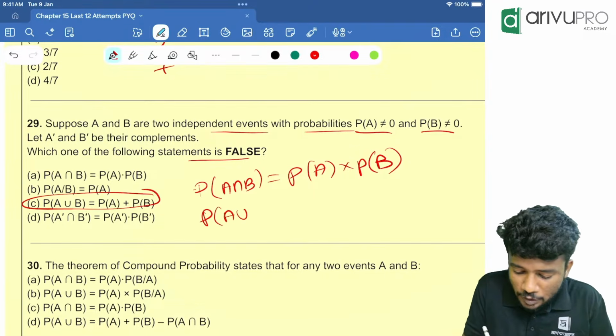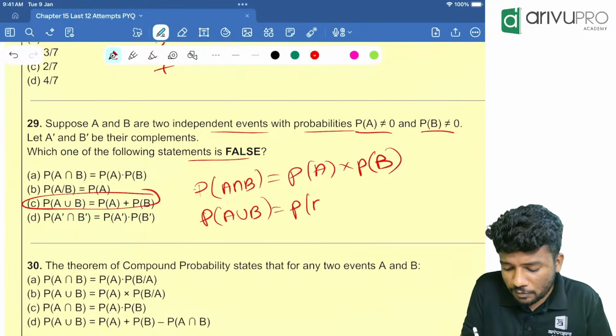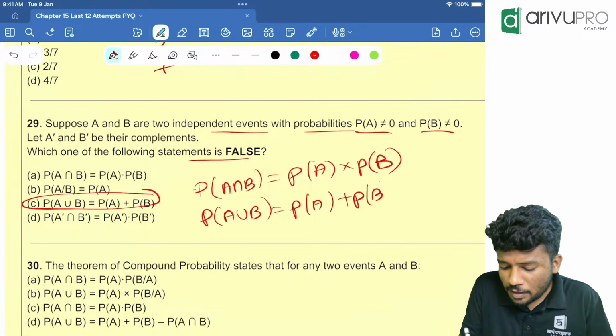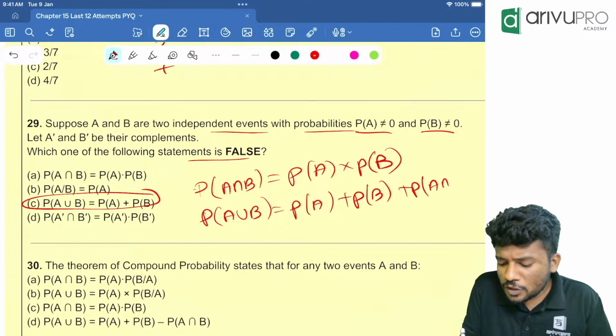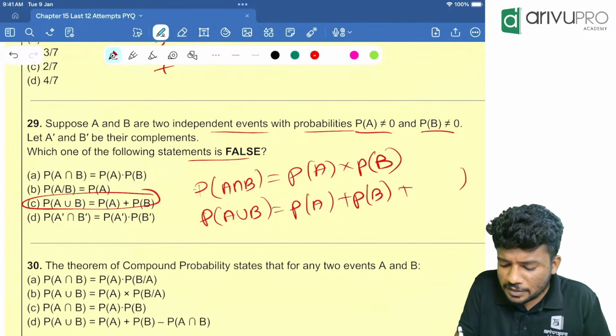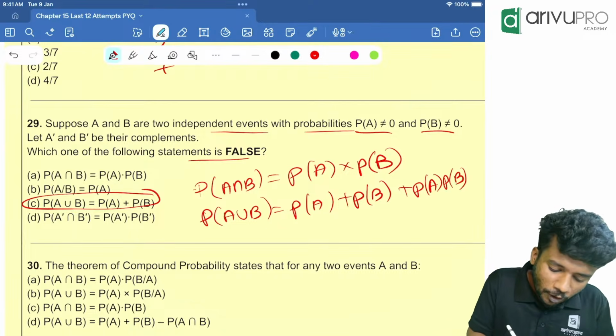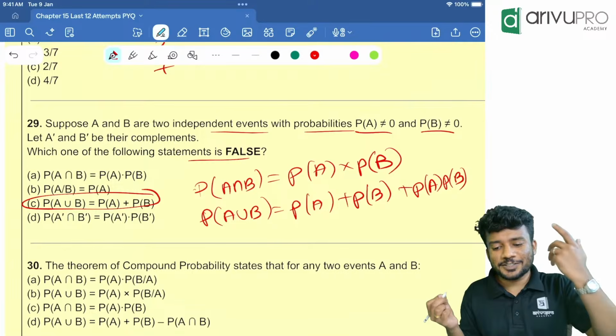P of A union B should be what? P of A plus P of B plus P of A intersection B. Correct? But instead of A intersection B, you should write P of A into P of B. That means this option C is wrong. So option C is your answer.